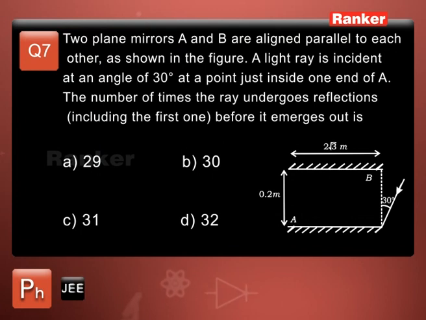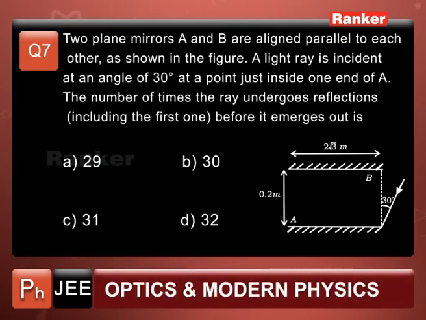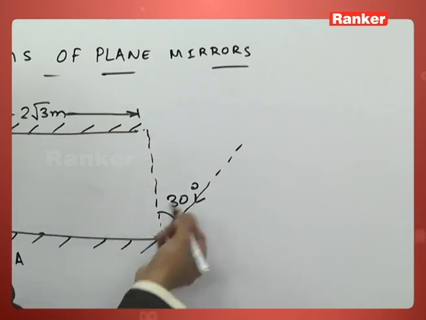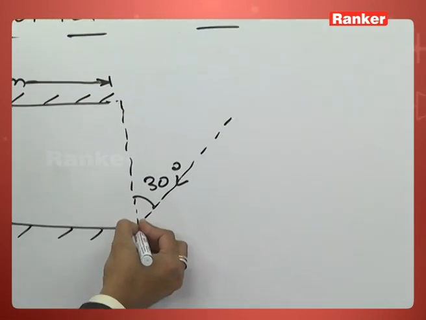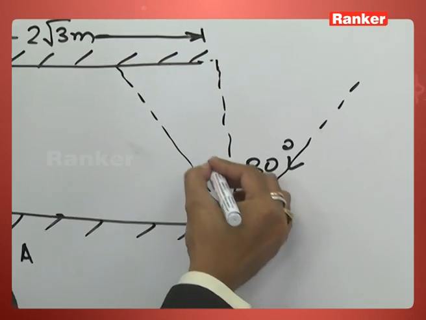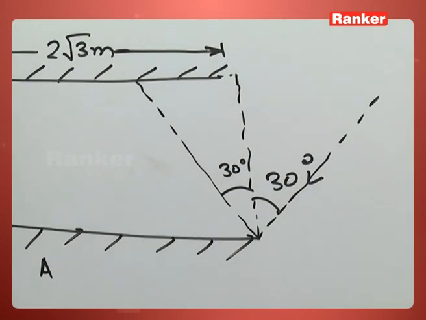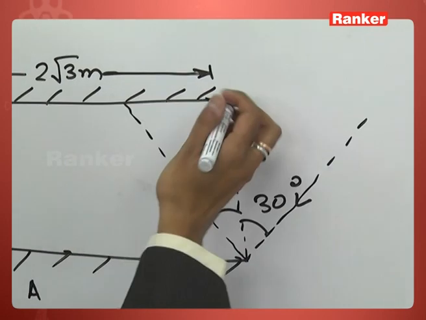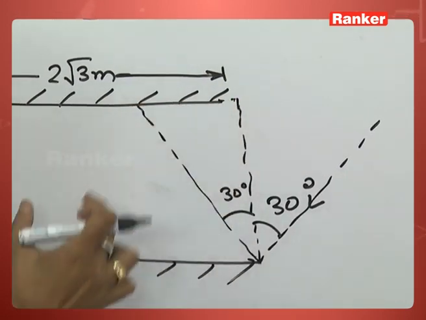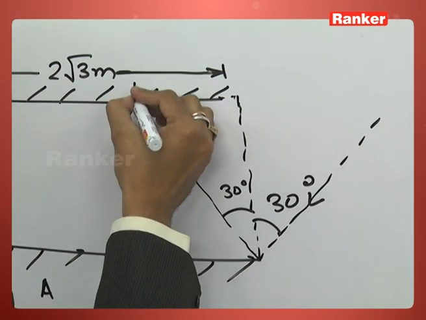Find the number of times the ray undergoes reflections, including the first one, before it emerges out. So this is the normal already given in the question. So obviously the reflected ray will make an angle of 30 degrees same. Let us find out how much part this ray covers over here. Let us say this is x.